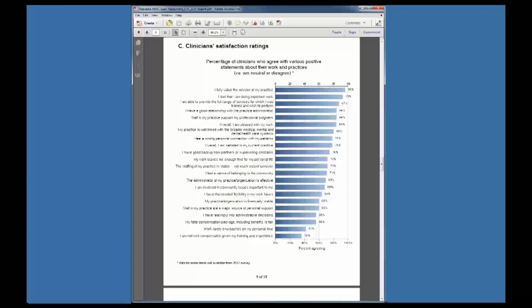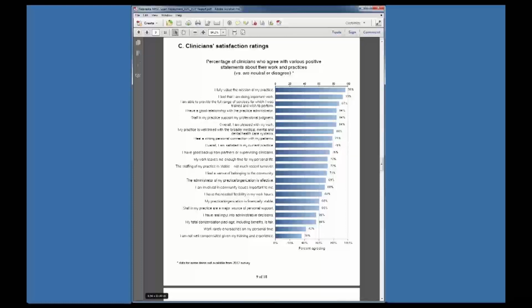So this question, the way this will present for any of your programs, this table, this graph is set up to automatically align them. From the item "I fully value the mission of my practice," the clinicians in this report most uniformly reported that they agree or strongly agree with the statement, down in order to those where they least agree with positive statements.